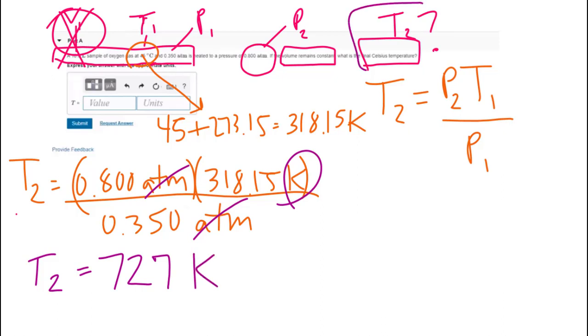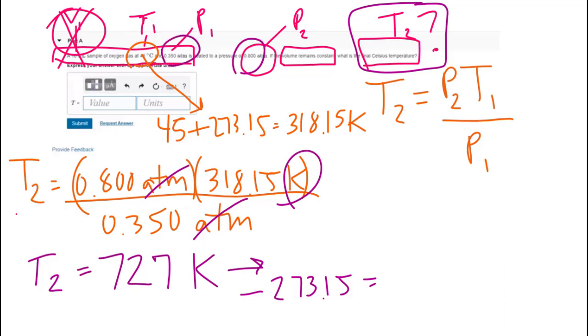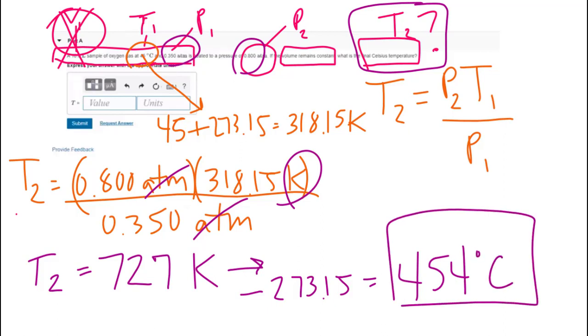But I got to look at this question one last time, and it says, what's its Celsius temperature? So let's just convert from Kelvin back to Celsius. So I just need to minus 273.15. And I have 3 sig figs here, 3 sig figs there. So I need 3 sig figs for my final answer. I should get 454 degrees Celsius. Awesome. Okay, hopefully you got the same.